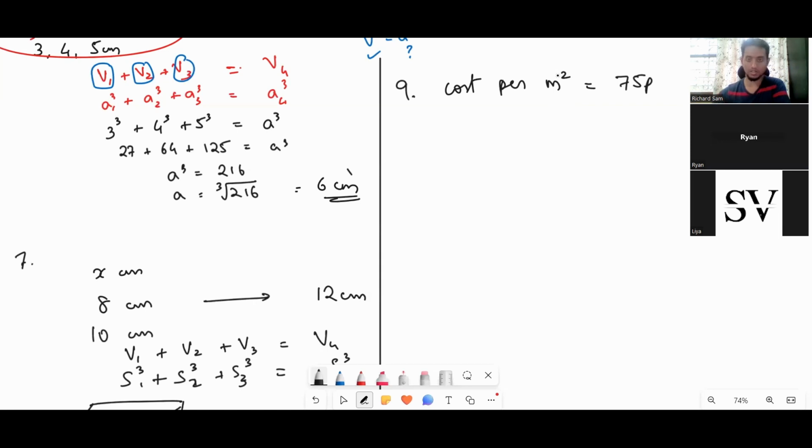Yeah, they've given the total cost. Total cost is how much? Total cost is rupees 240. That's for all the walls. The height of the room.